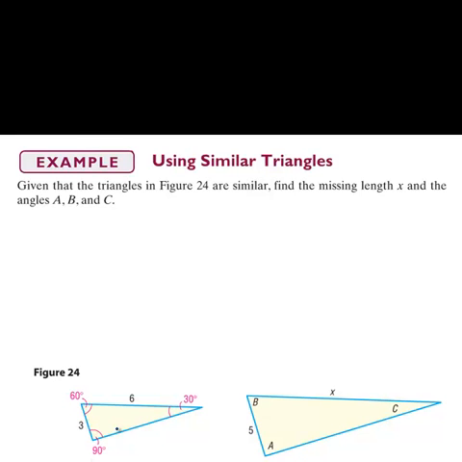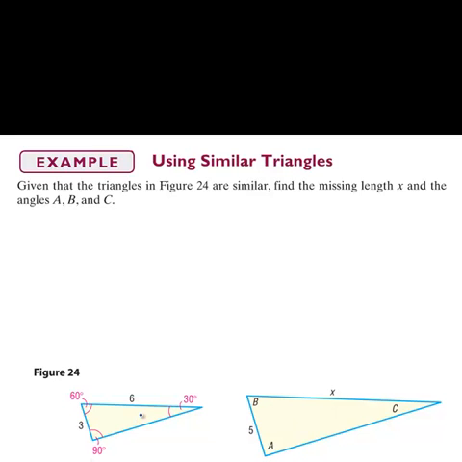And what can you do with similar triangles? Well, here's an example. We're told that these two triangles are similar, so we know that the interior angles are the same: 30, 60, 90. This is for the smaller triangle.